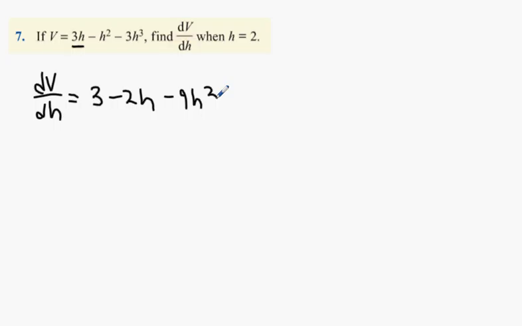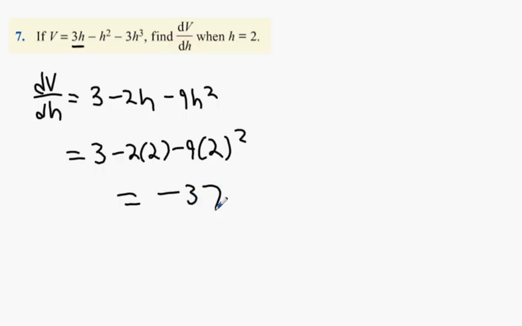2's. And what do you get when that happens? 3 minus 4 minus 36, which is minus 37. Everybody right with that? No, 2 squared is 4. 4 multiplied by minus 9 is minus 36.